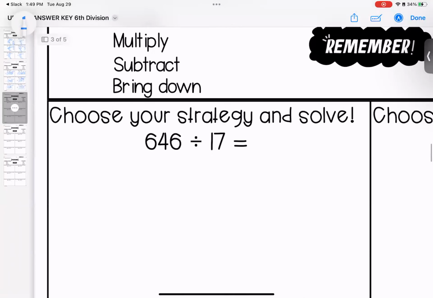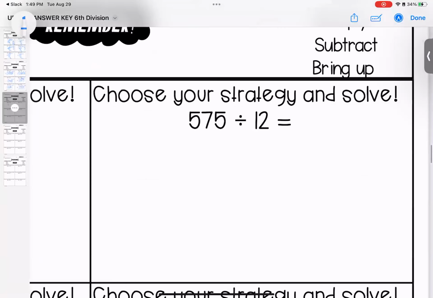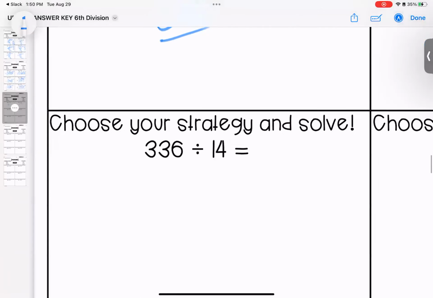All right, my little loves, I told you for the end here, we are going to be dividing and just looking at the answers. But if you have strategy questions, let me know. 646 divided by 17 is 38 on the nose. There is no remainder on that one. 75 divided by 12 is 47. This does have a remainder of 11. 11 is very close to 12, but it is smaller, so it is a remainder.